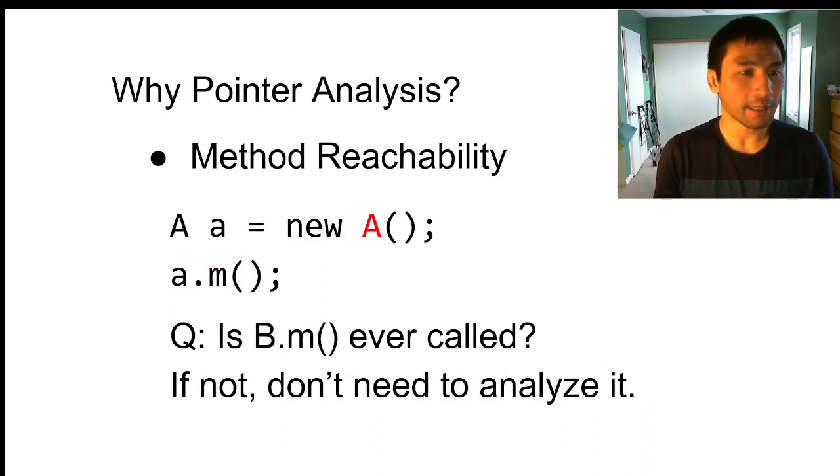All right. Another thing you can do is method reachability. So here we have the whole call graph of the program. We have the method a.m and we have the method b.m. And in this program, I changed the new B to new A. So here the question is, is b.m ever called? If this is the whole program, then the answer is no. Only a.m is ever called. And so we can get rid of b.m. We don't need to analyze it, and everything's great.